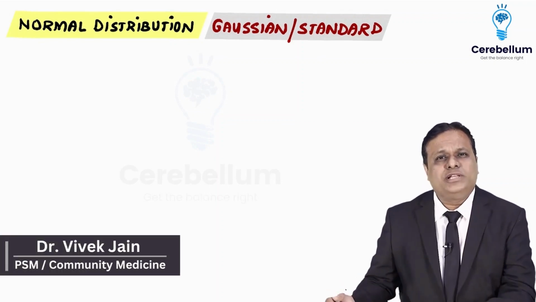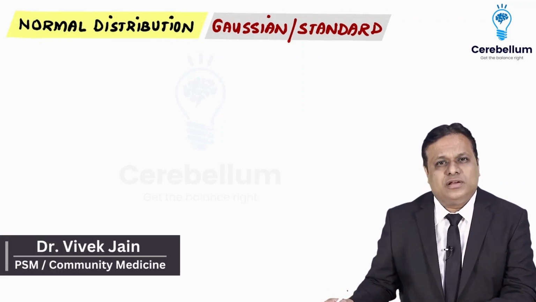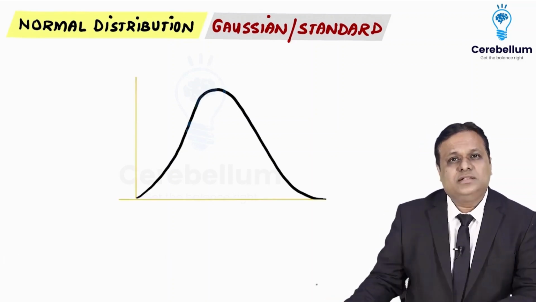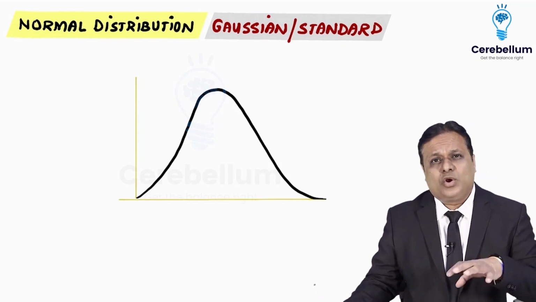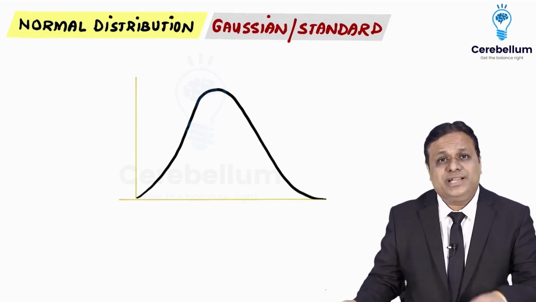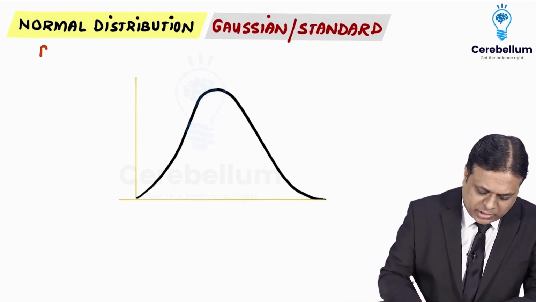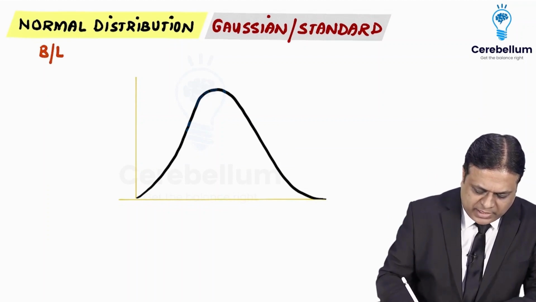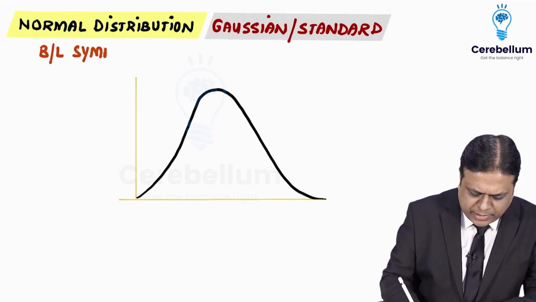Number 1, what is the shape of a normal distribution curve? Is it linear, parabola, hyperbola, dumbbell shaped, bell shaped, sigmoid? It is bell shaped. It looks like this. So please remember, not just it is bell shaped, but it is bilaterally symmetrical also. So bilaterally symmetrical bell shaped curve.